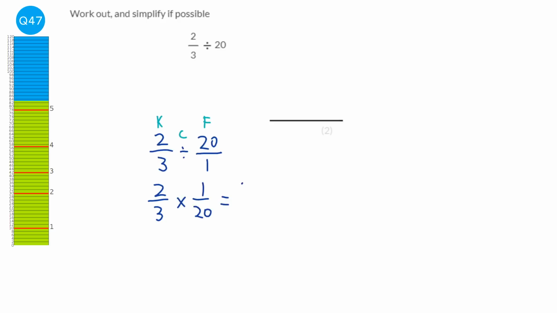Then we multiply the tops and multiply the bottoms. We can actually halve top and bottom here, and it does ask us to simplify it if possible. So our answer is 1 over 30.